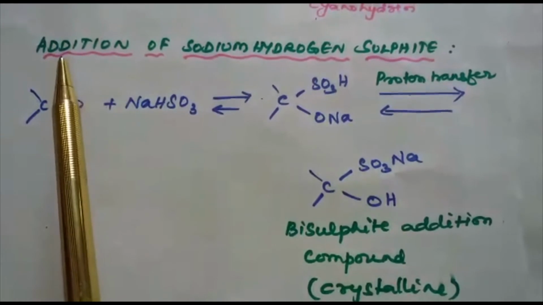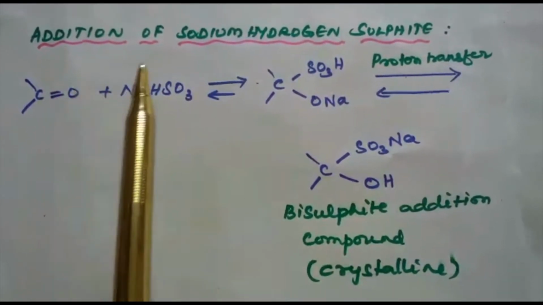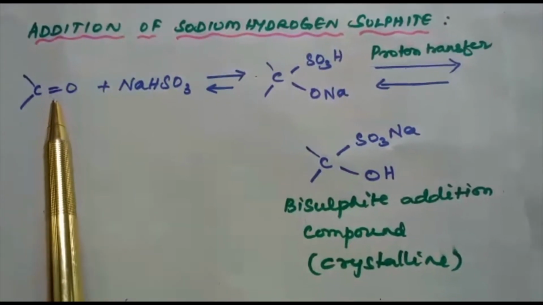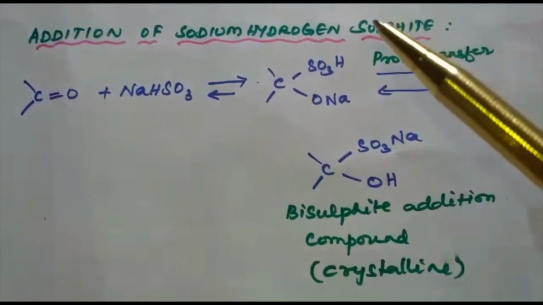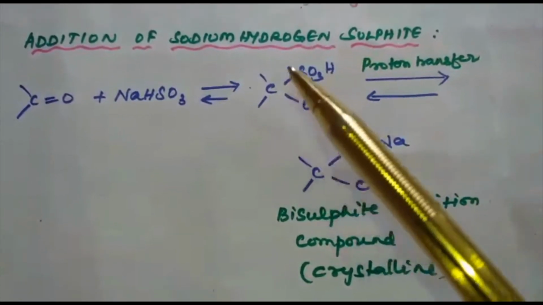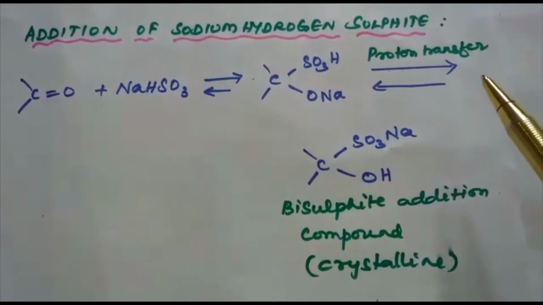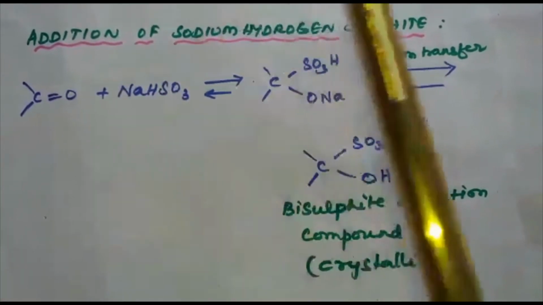Next reaction is addition of sodium hydrogen sulfide. Sodium hydrogen sulfide adds to both aldehydes as well as ketones to form the addition products. And the position of equilibrium lies largely to the right hand side for most aldehydes and to the left for most ketones. This is because of steric reasons.